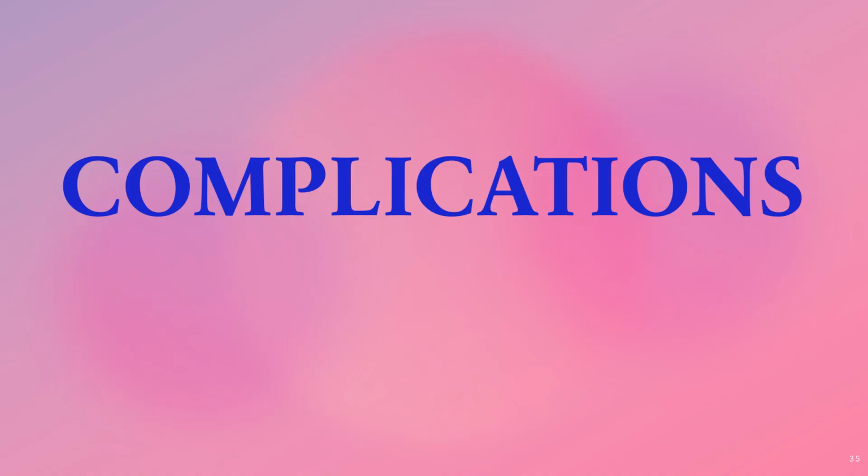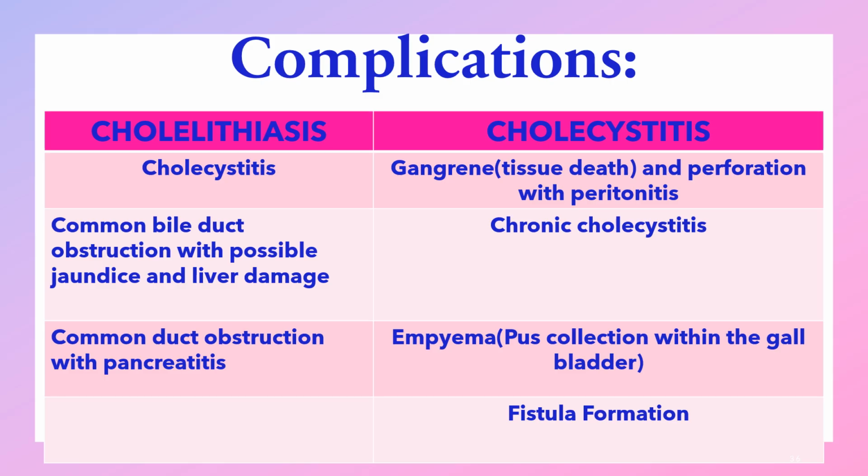We'll talk briefly about complications of cholelithiasis and cholecystitis. Cholelithiasis, or stone formation, can obviously lead to cholecystitis, so that inflammation within the gallbladder, and potential blockages in the bile ducts. Again, common bile duct obstruction. This can possibly lead to jaundice and liver damage, right? If we have the stone down far enough that it's blocking flow from the liver, now we have a problem with the liver.